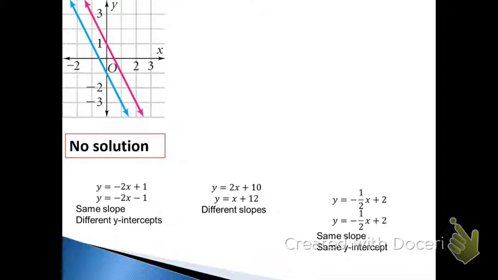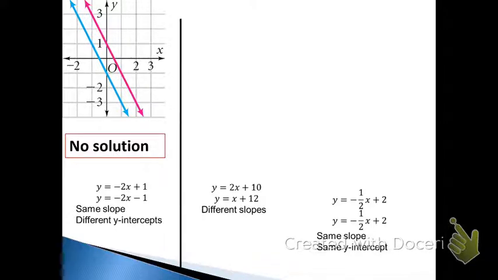Now, if you look down at the bottom, notice that the two equations are almost exactly the same. Y equals negative 2x plus 1, and y equals negative 2x minus 1. Notice that they have the same slope, but they have different y-intercepts. So no solution, different y-intercepts, same slope.